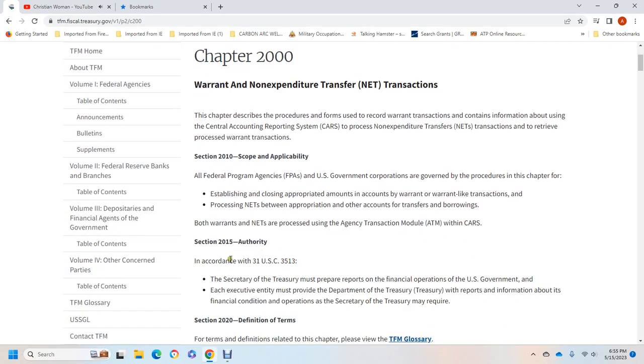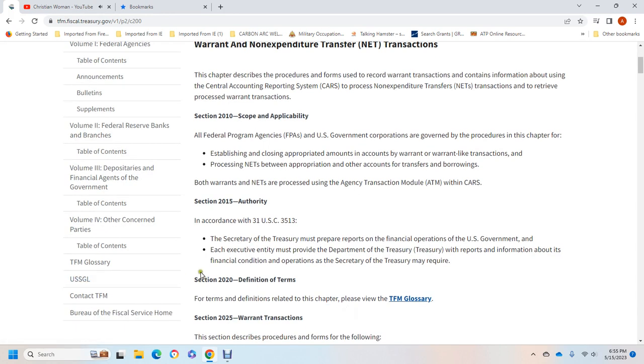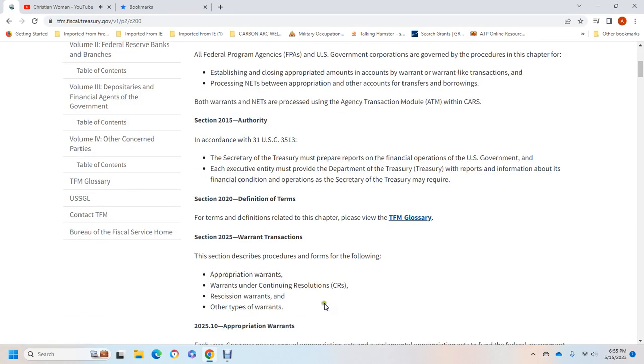Section 2015, authority. In accordance with Title 31 of the U.S. Code, Section 3513, the Secretary of the Treasury must prepare reports on the financial operations of the U.S. government. Each executive agency must provide the Department of the Treasury with the reports and information about financial condition and operations that the Secretary of the Treasury may require. Section 2020, definitions. For the definitions related to this chapter, please refer to the Treasury Financial Manual.